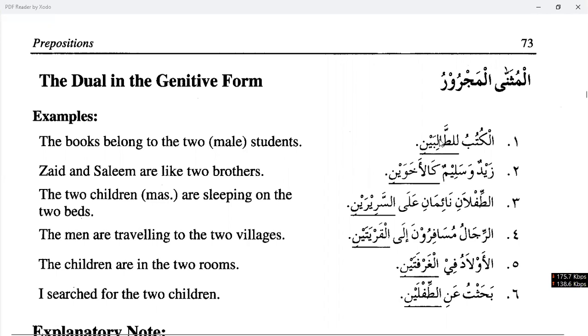Taliban. Next, Hawaiian marfu form. Anyone? Akhawani. Okay. Sariraini marfu form: Sarirani. Karyataini marfu form: Karyatani. Gurfatani. Tiflani. Okay.